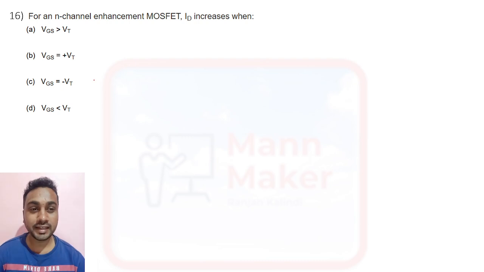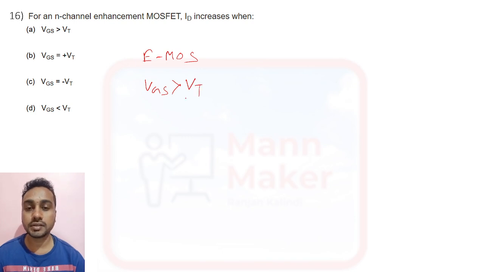For an N channel enhancement MOSFET, ID increases when? So two conditions are there for the enhancement MOSFET, EMOS. When VGS is greater than VT, meaning gate to source voltage is greater than threshold voltage, then ID will increase, or we can say ID is greater than 0.